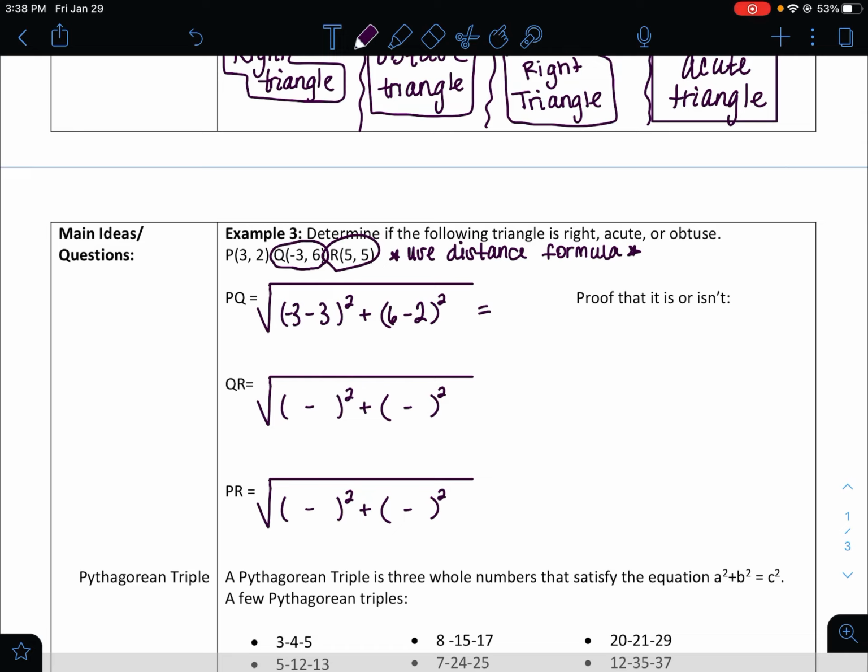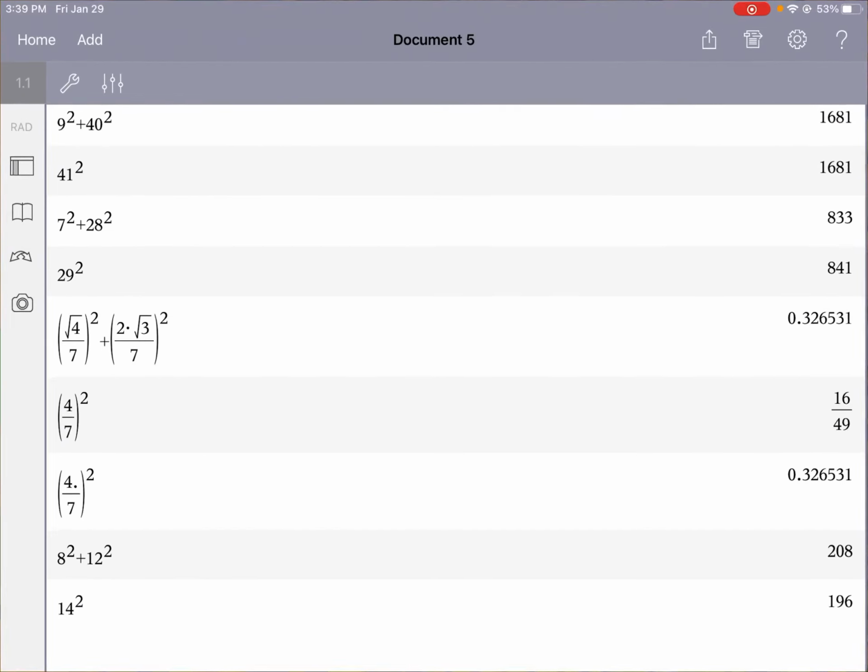So now we have Q and R. So I'm going to have 5 minus -3, and then I'm going to have 5 minus 6. And then for P and R, I have 5 minus 3 and 5 minus 2. All right, so let's check the calculator.